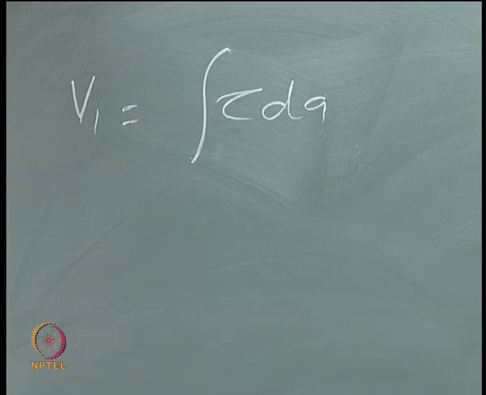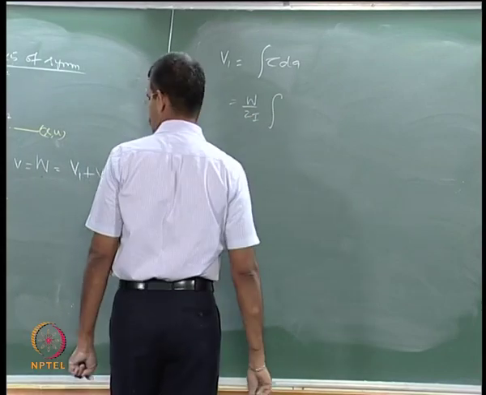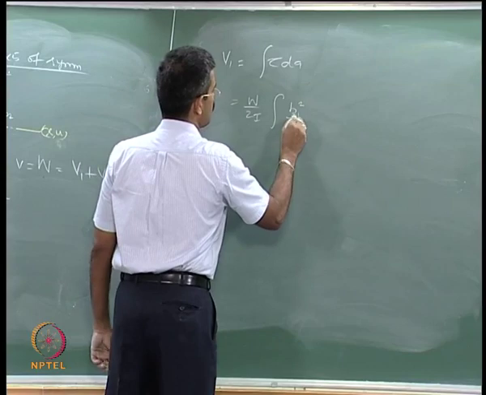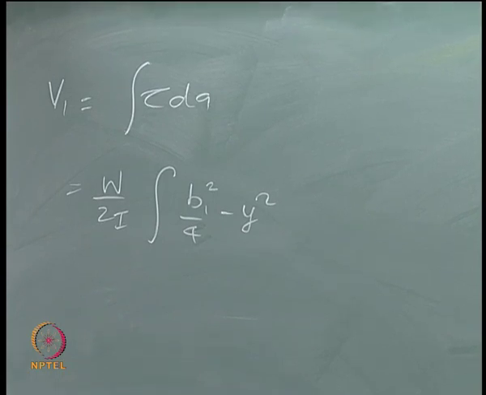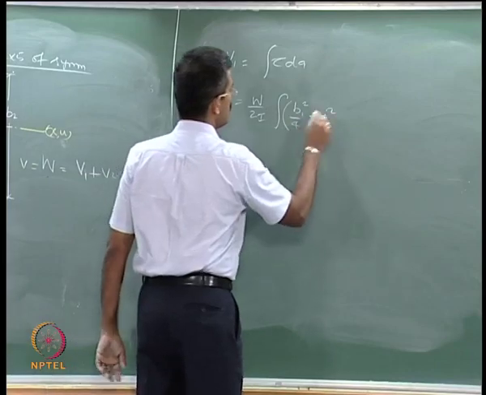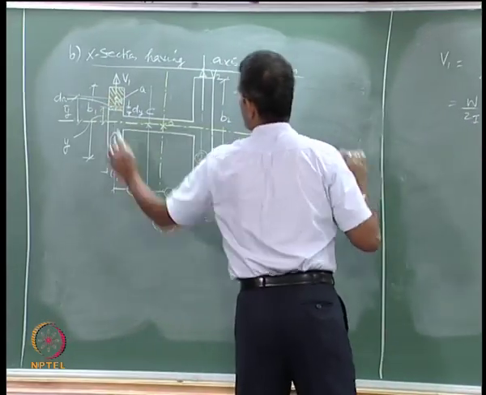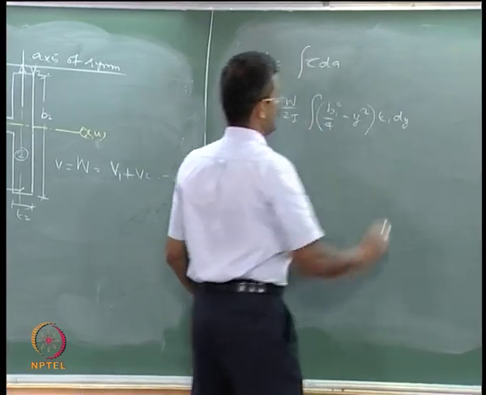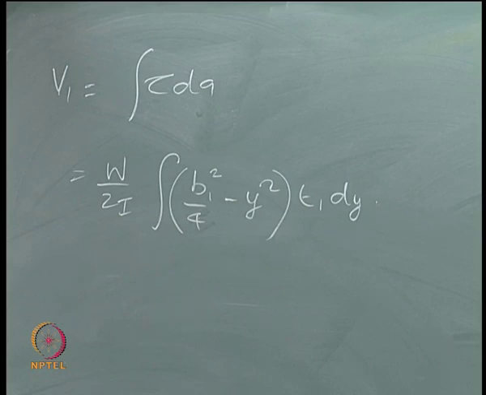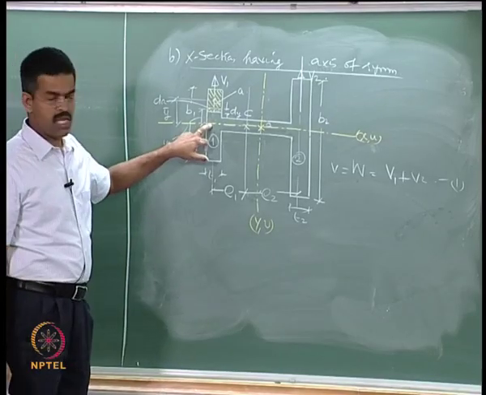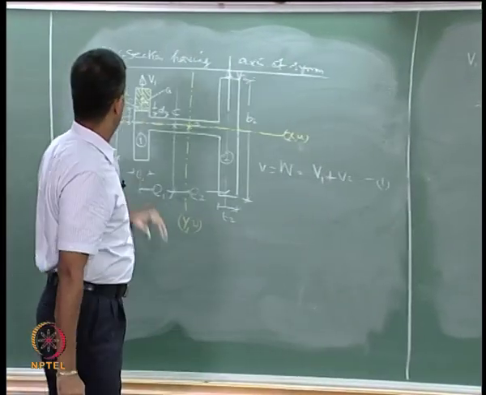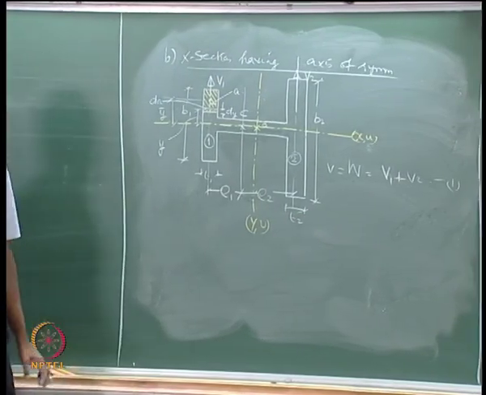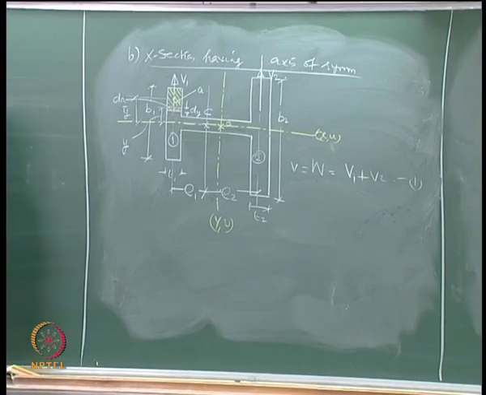So, W by 2y integral, the value was b1 square by 4 minus y square, is that right? And dA is this area which is d1. And we are looking for the whole member. So, from this point we should say minus b1 by 2 to plus b1 by 2, or 0 to b1 by 2 twice of that, both ways it is okay. Integrate and get me this quickly.